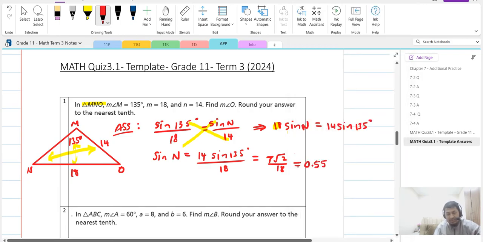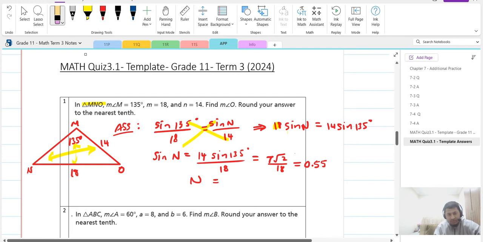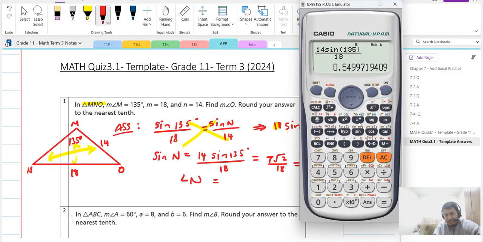And then you have to say sine inverse to find angle N. So I'll just say shift sine inverse of 7 root 2 over 18, root 2 on top, right? And make sure your parentheses are in the correct order and closed. Right, so what we have is 33.37 degrees.